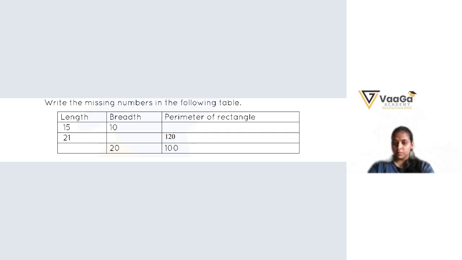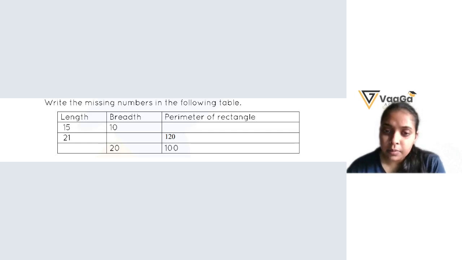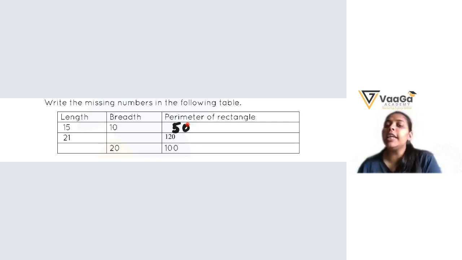What is the formula for the rectangle? Perimeter of rectangle? Addition. 25. Write 15 here, write 10 here, addition. 50. Very good. What formula did you use? Tell me the formula. Addition. Adding all the numbers.